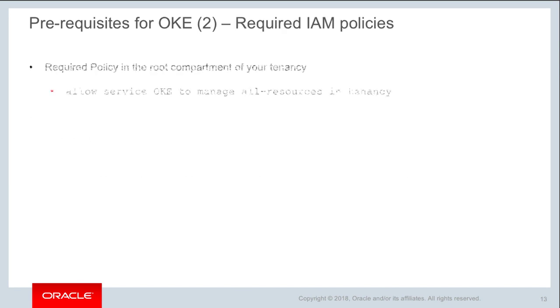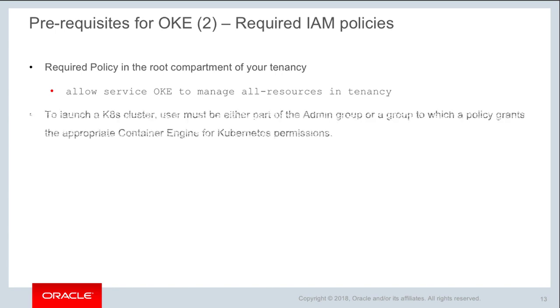All right. So on the IAM policies, for the Kubernetes service to work, you need to have a specific policy in the root compartment of your tenancy. So you need to add a policy: allow service OKE to manage all resources in tenancy. To launch a Kubernetes cluster, any user has to be part of the admin group, or part of a group which grants the appropriate container engine permissions as well.